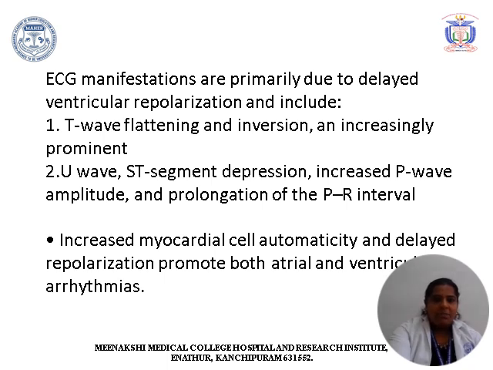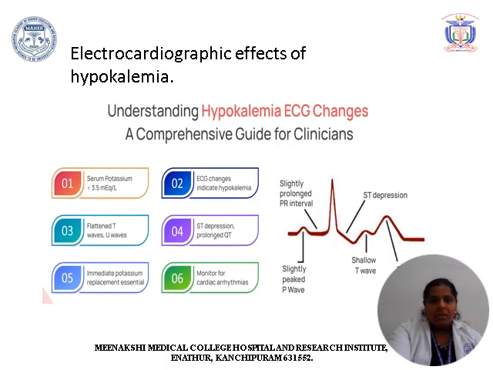The ECG changes are mainly T-wave flattening and inversion and increasingly prominent U-wave, ST segment depression, increased P-wave amplitude, and prolongation of the PR interval. Increased myocardial cell automaticity and delayed repolarization promote both atrial and ventricular arrhythmias. This is the ECG pattern.